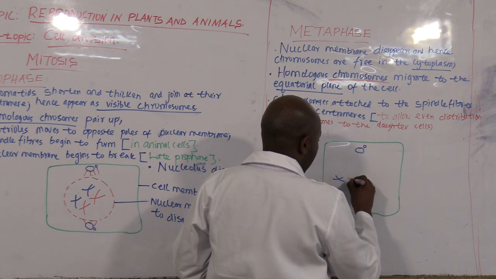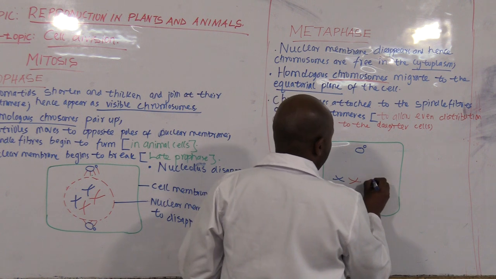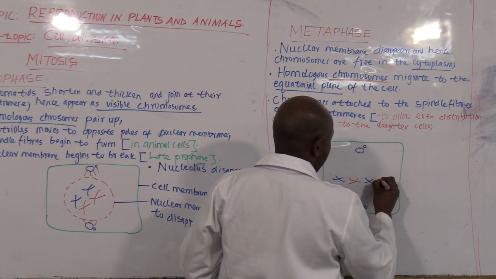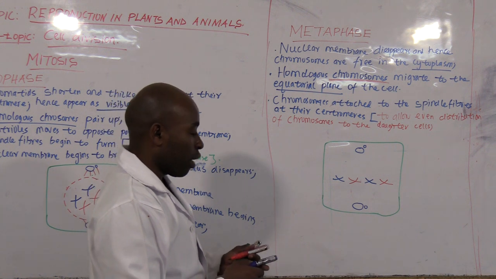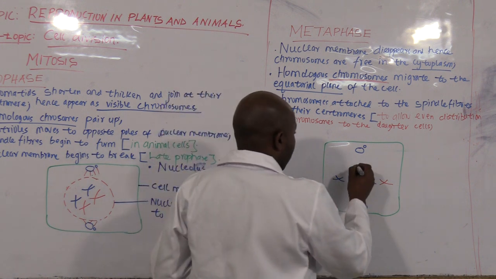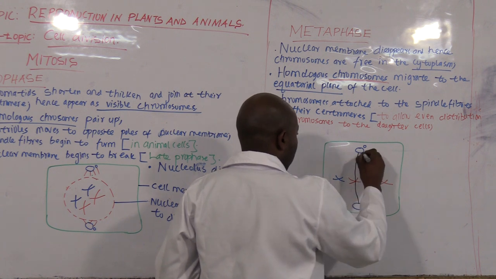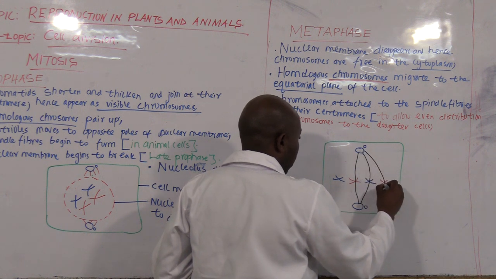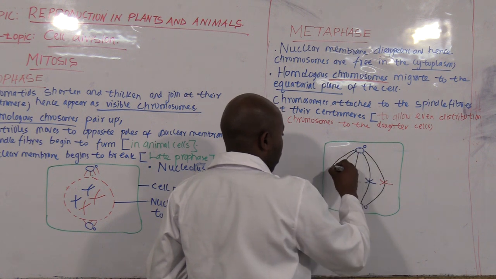Remember they had paired. So that is the first pair of the homologous chromosomes. Then the other pair. So they have now migrated to the equator. So that is the equator. And then how are they held to the spindle fibers? They are held to the spindle fibers at their centromere. So we have the spindle fibers running across to the centrioles, passing across their centromeres in that manner. That's how they are held.